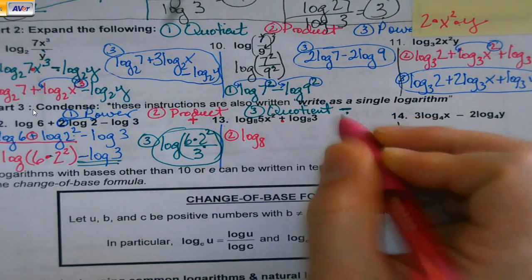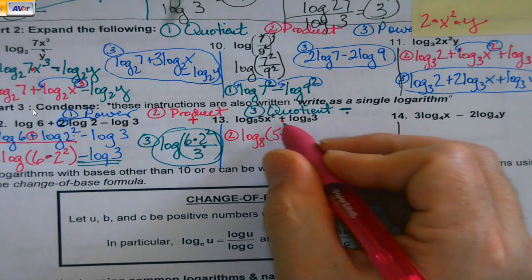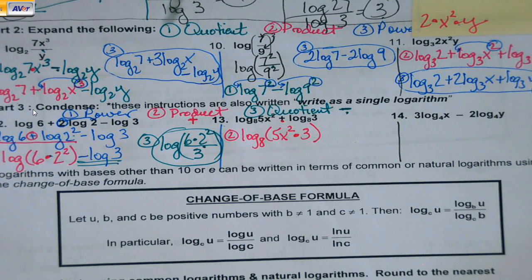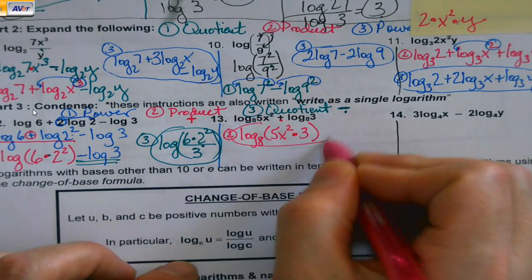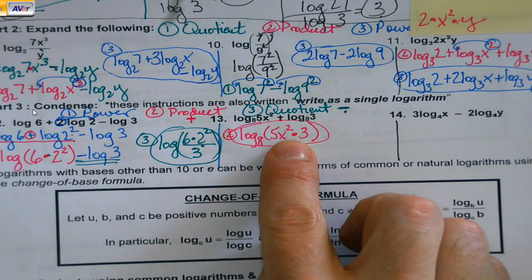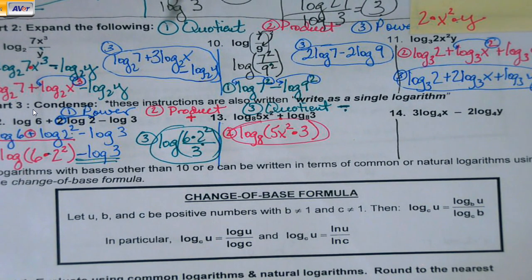So log base 8, 5x squared times 3. Plus became times. I don't see any minus, so I don't have any quotient. So one step had me good that time. And again, I could multiply that together and call it 15x squared. You can. It's not wrong if you do. Not wrong if you don't. So we get 7 on that one.